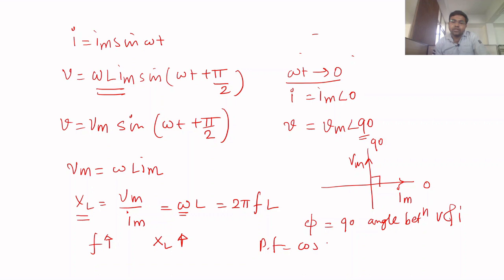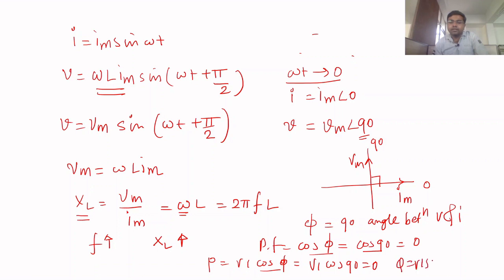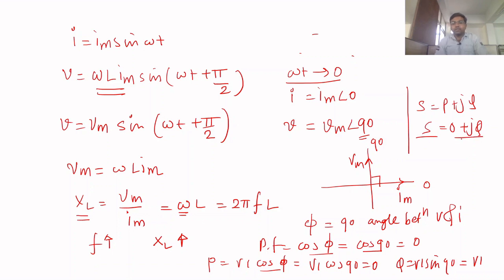Now what is the power factor? Power factor is nothing but the cosine of the angle between the voltage and current. So cos 90 gives me 0. This indicates that there is a zero power factor. So what will be the active power? This is VI cos φ, so VI cos 90 will be 0. And reactive power is VI sin 90, because φ is 90, so it will be VI. So the apparent power is P plus jQ, P is 0 plus jQ, so our apparent power is nothing but equal to the reactive power.